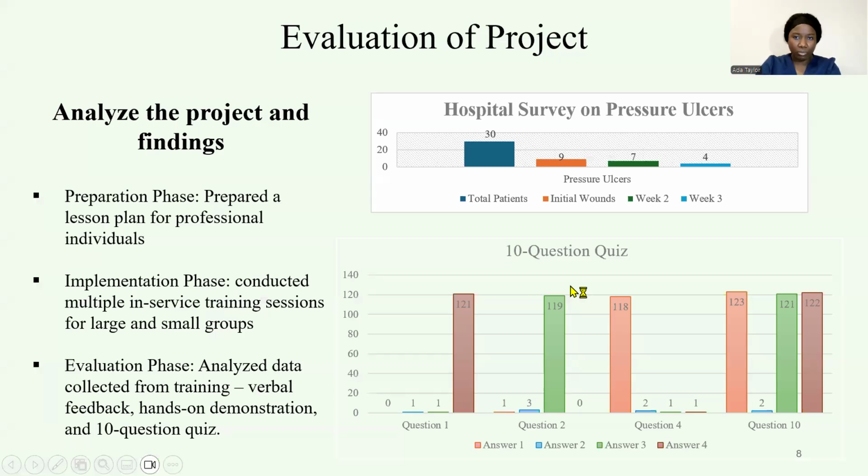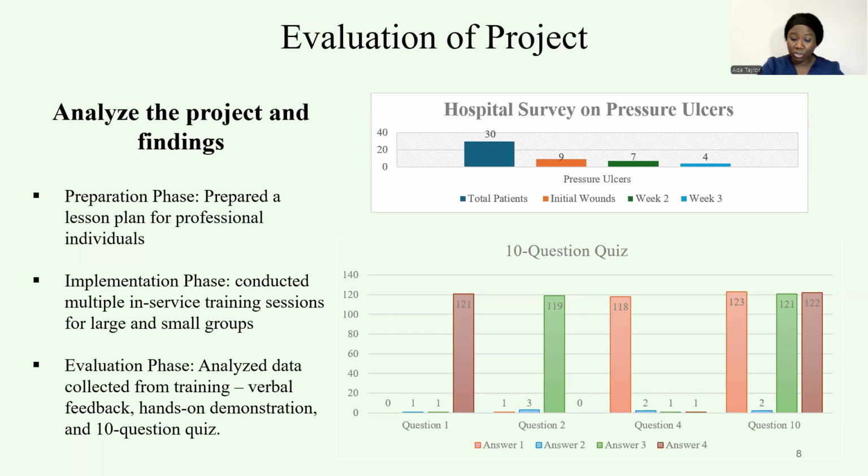Evaluation of the process of the project. During the preparation phase, I discovered that preparing a lesson plan for professional individuals was very challenging because I had to find information that would be impactful to their practice and something that would pique their interest. During the implementation phase, I conducted multiple in-service training sessions with large and small groups. However, the smaller group sessions proved to be more successful.